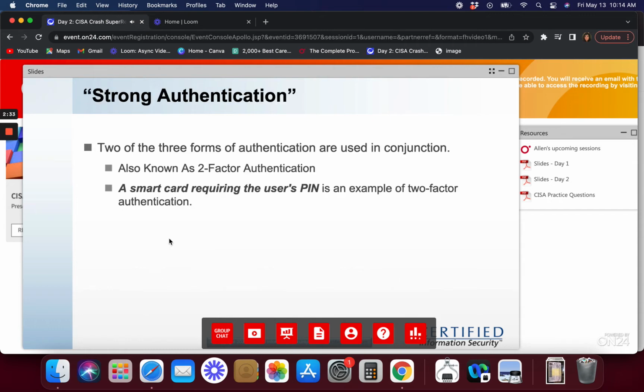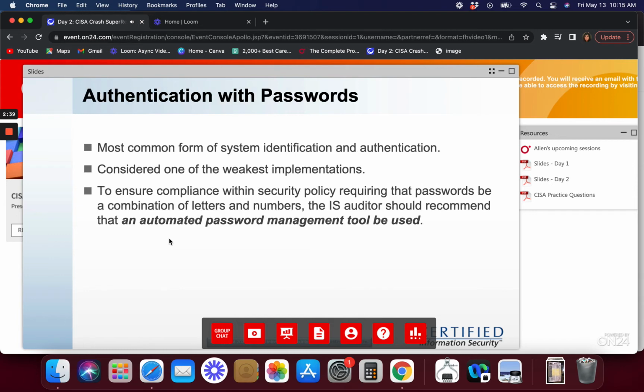For example, the example you might see in your exam is a smart card using a user's PIN. That's something you have and something you know. Authentication with passwords is very, very common, but also very, very weak. ISACA recommends that we have an automated password management tool. You know, like when you go to set your password and they say you can't use a common word like that, it needs to be more complicated. Well, that is a password management tool that is enforcing that.